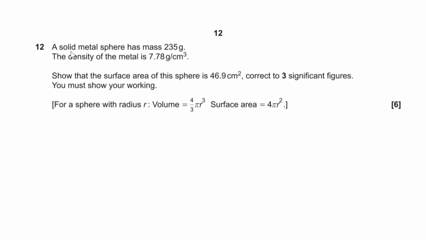Question number 12. A solid metal sphere has mass 235 grams. The density of the metal is 7.78 grams per centimeters cubed. We have to show that the surface area of the sphere is 46.9 centimeters squared, correct to 3 significant figures. You must show your working. And we've got the volume of a sphere with radius r, that's 4/3 pi r cubed, and the surface area is 4 pi r squared. Now, if we have been given the mass and the density, we can find out the volume.